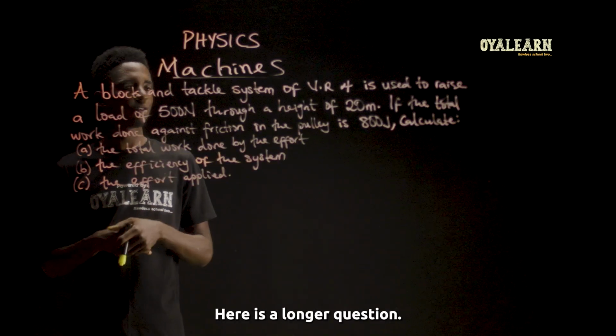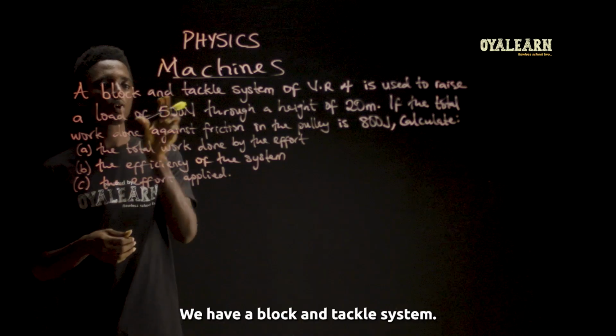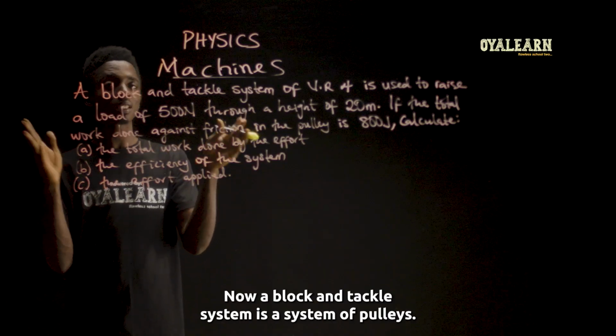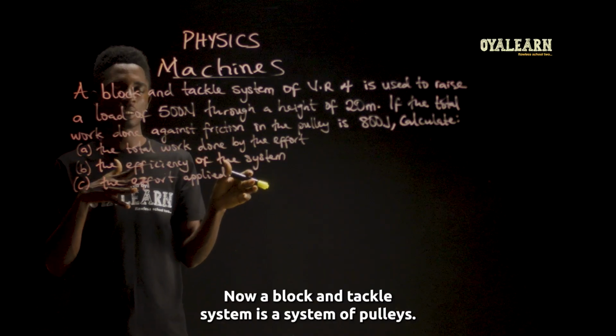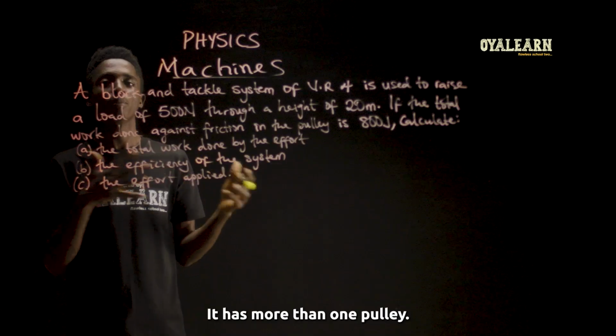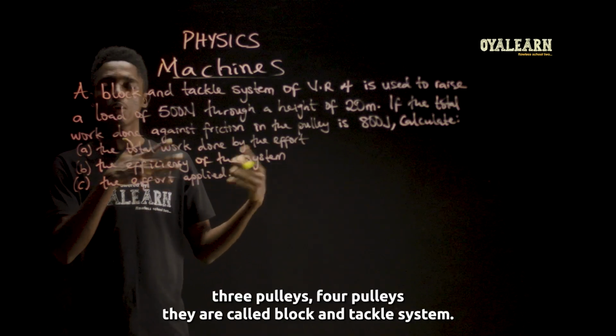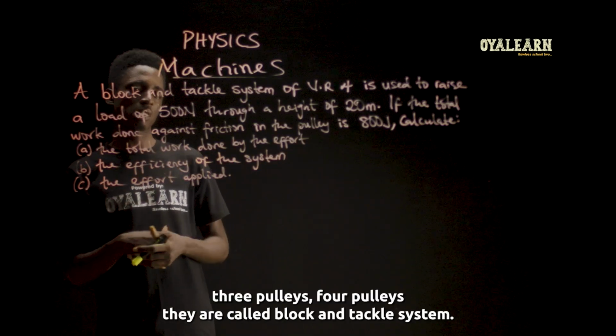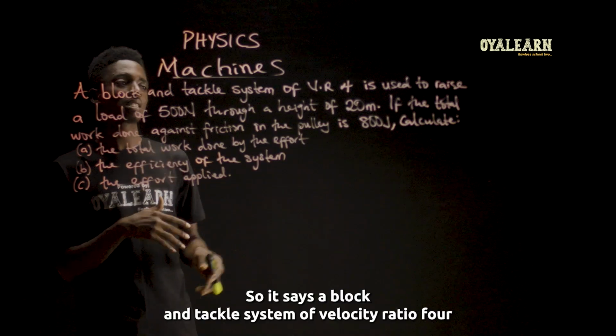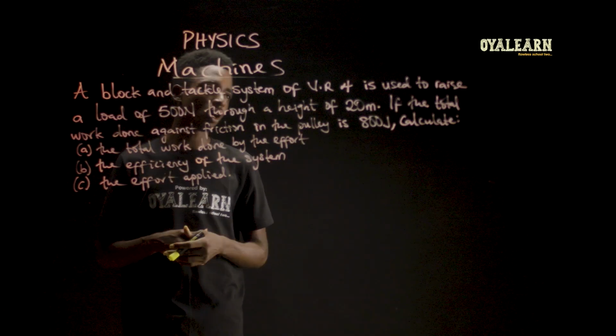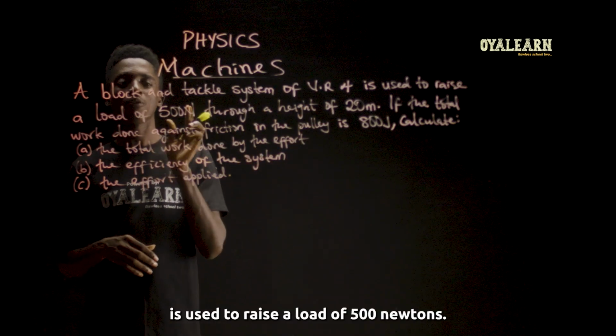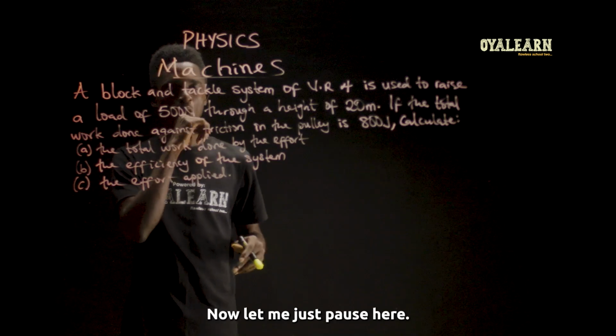Here is a longer question. We have a block and tackle system. Now, a block and tackle system is a system of pulleys. It has more than one pulley. So you have 2 pulleys, 3 pulleys, 4 pulleys. They are called block and tackle systems. So it says a block and tackle system of velocity ratio 4 is used to raise a load of 500 newtons. Now let me just pause here.